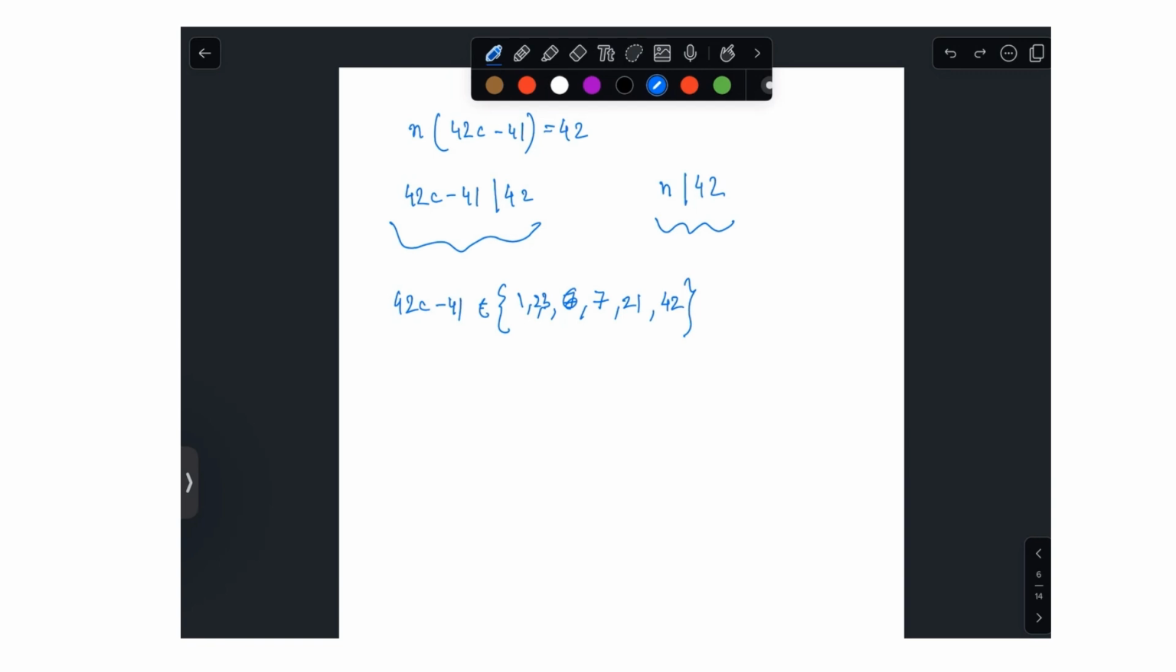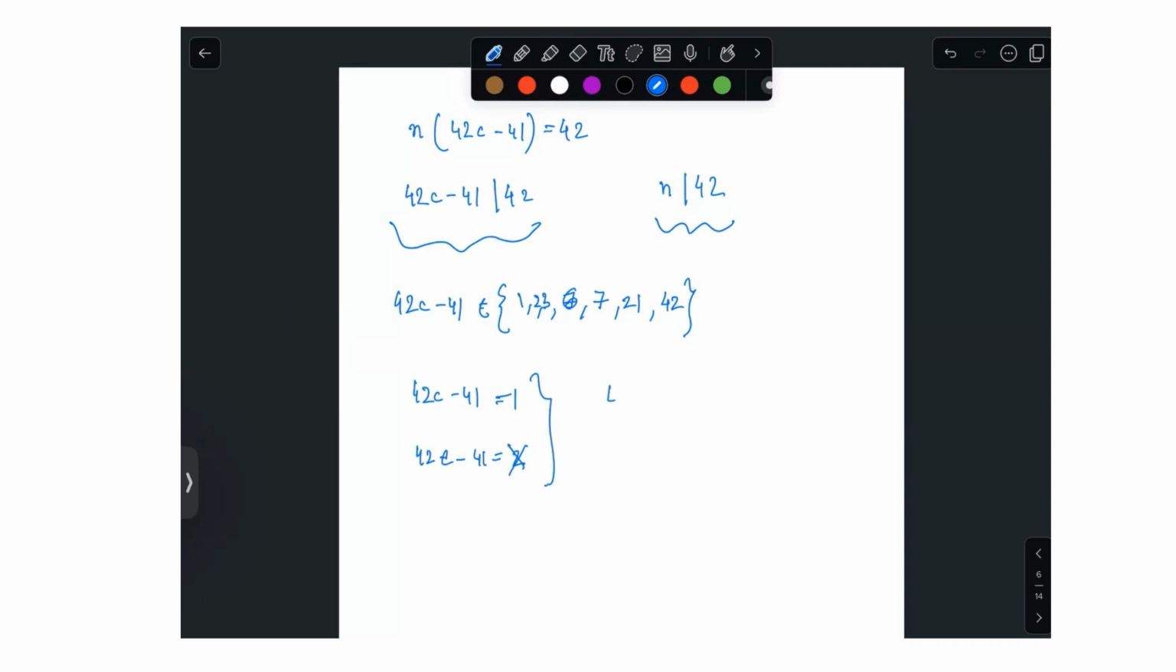So let's see what it can be. Can it be 3? So 42c minus 41, it can be 1, surely. It can be 2, sure. 2, no. 3, no. 6, no. 7, no.